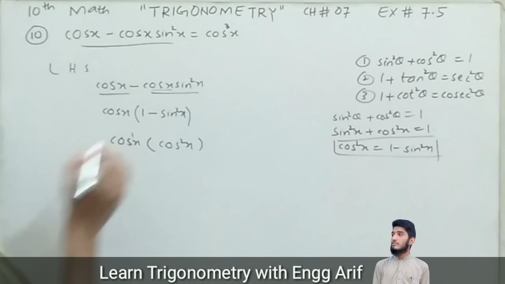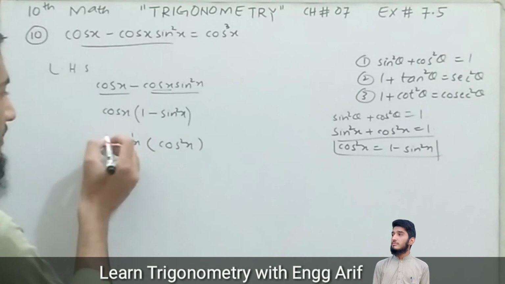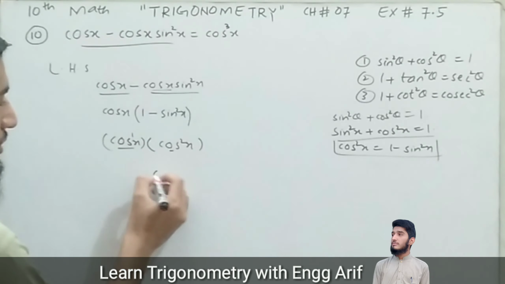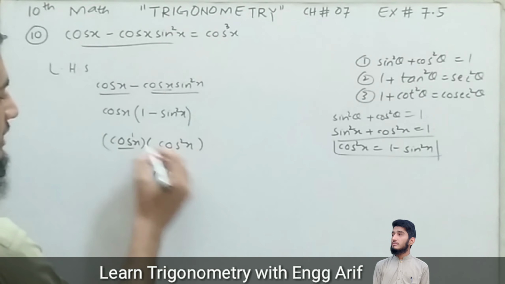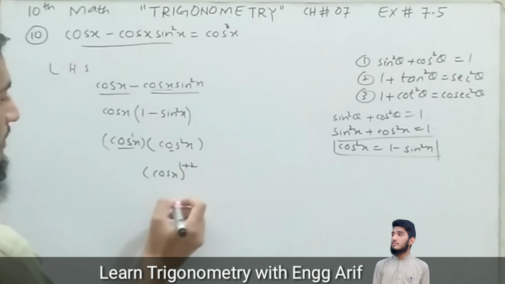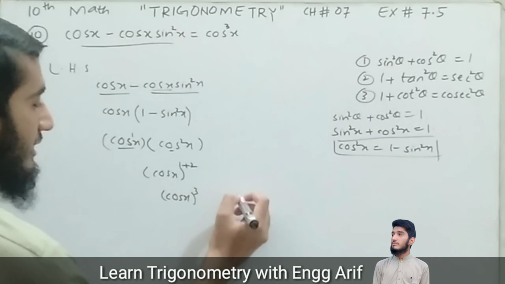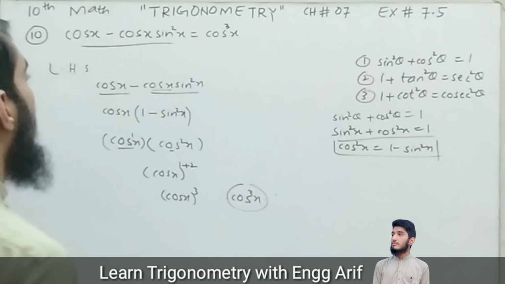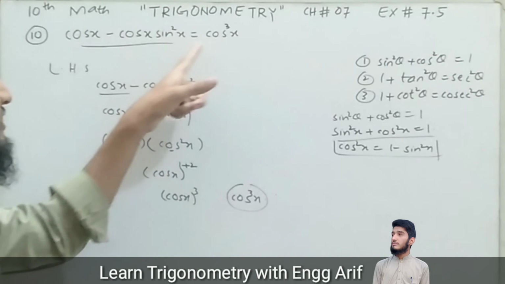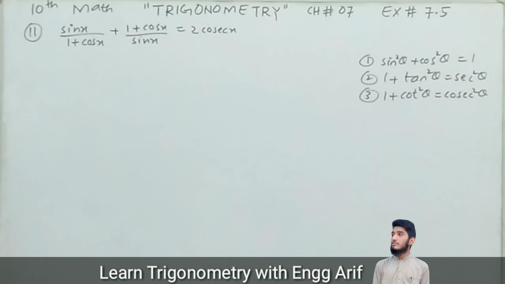So over here the power of cos x is 1 and over here the power of cos x is 2. So in multiplication when the bases are same, so the power should be added. So the power over here is 1 and over here is 2. So it becomes 1 plus 2. So it becomes cos x whole cube. So we can write it just like cos cube x. So hence we prove that cos x minus cos x sin square x is equal to cos cube x. Now move to the next question, question number 11.